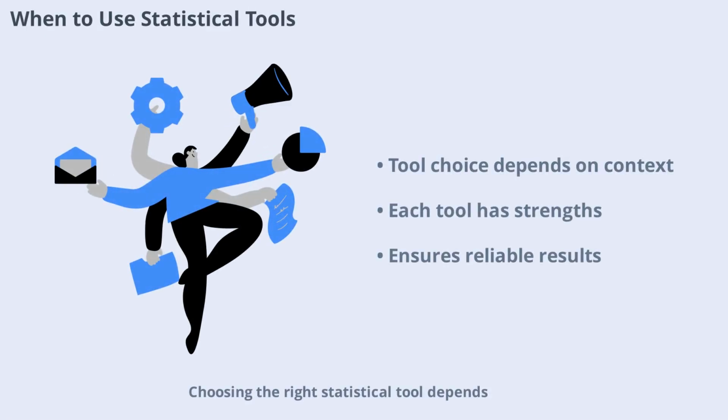Using the right statistical tool depends on the process stage and data characteristics. For example, run charts are preferred for initial monitoring, while control charts are useful for ongoing production. Histograms help assess data distribution, and process capability indices compare process performance to specification limits. Understanding the strengths and limitations of each tool ensures effective application and reliable results.